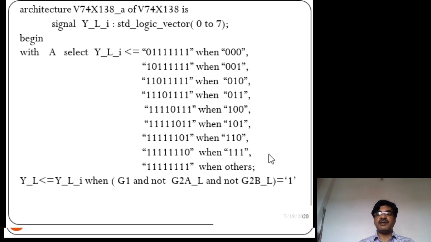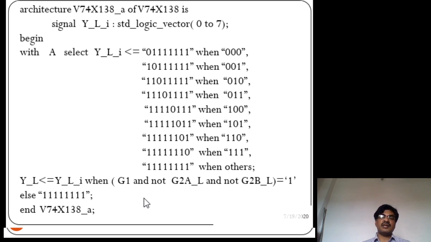When this condition is satisfied, assign the internal signal value to this YL. Else, the IC is inactive, which means all Y outputs are inactive. That's why the assigned value is all ones. Okay, so end architecture name. So the with select statement assigns a value to the internal signal based on the data input, whereas the when else statement assigns the internal signal value to the output signal based on the enable data. So like that you can write a VHDL program for a decoder.